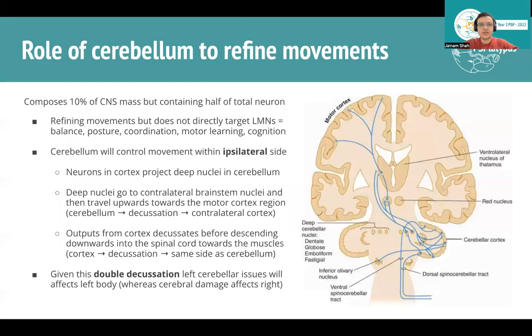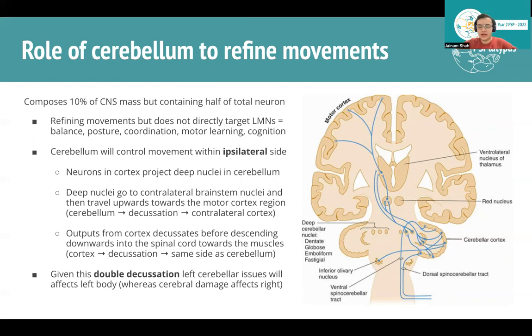Okay, now the cerebral cortex is not the only thing that's responsible for movement, because if the cerebral cortex was the only thing acting, it would be giving these signals in very jutted movements, right?